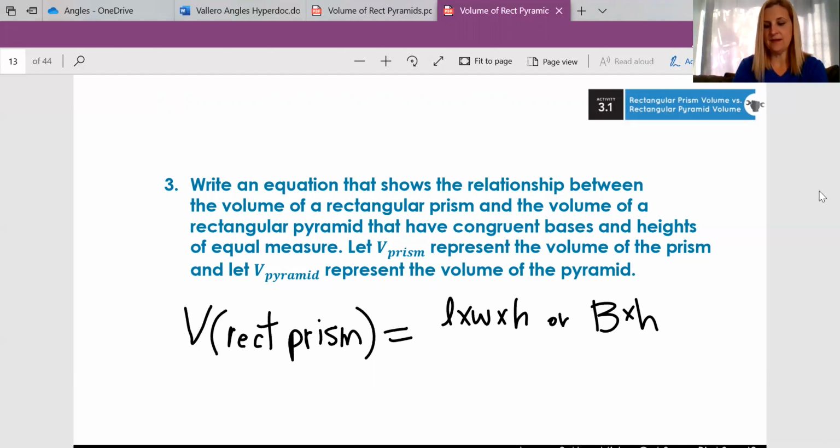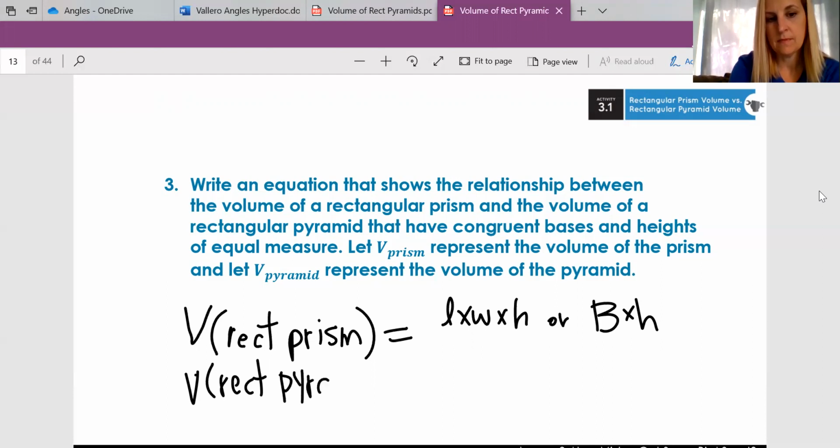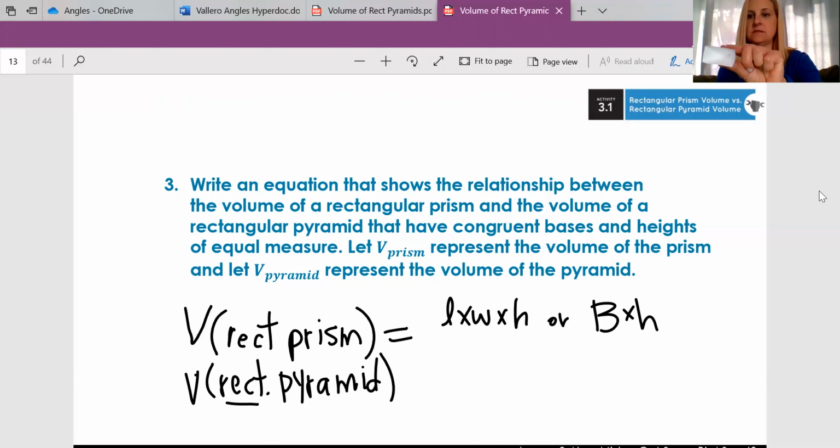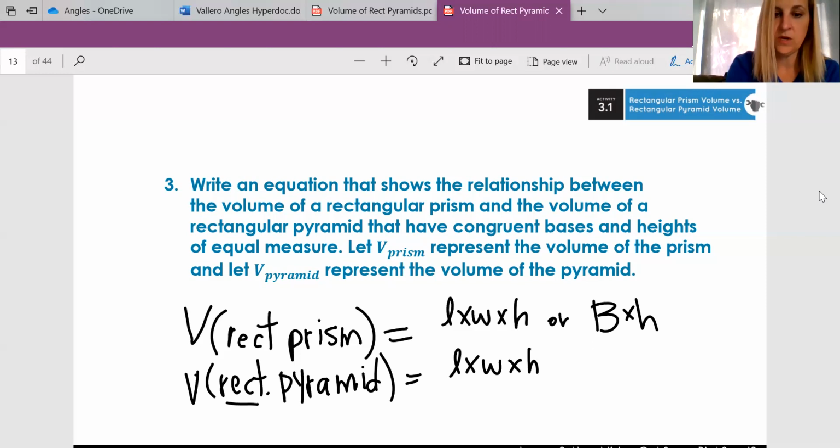Now if we're trying to find the volume of the rectangular pyramid, I'm going to write it out like that, with RECT because the base is the rectangle shape, this part here. Again, it's the length times the width, which is the area of the base, times the height, because you have to fill up the shape. But we noticed that it took 3 times, so you would have to divide this by 3 in order to get the volume of just the pyramid itself.